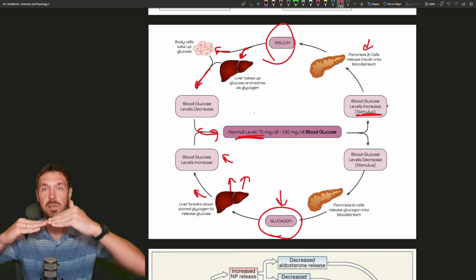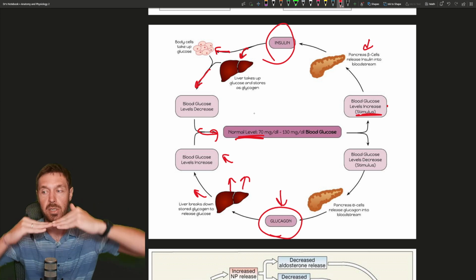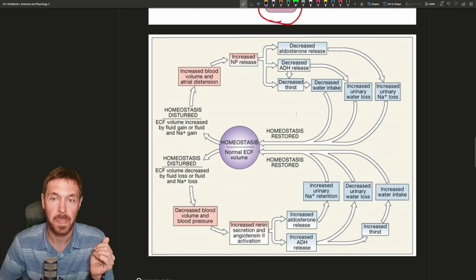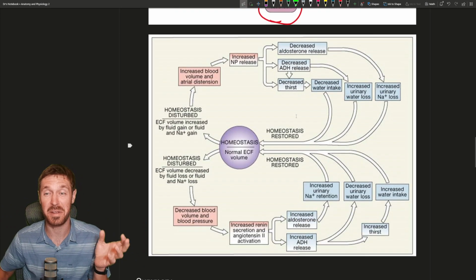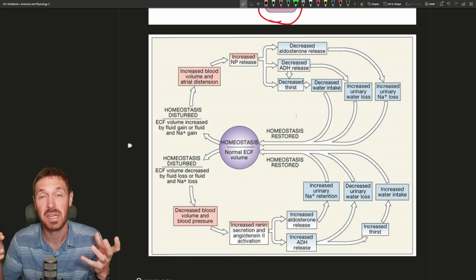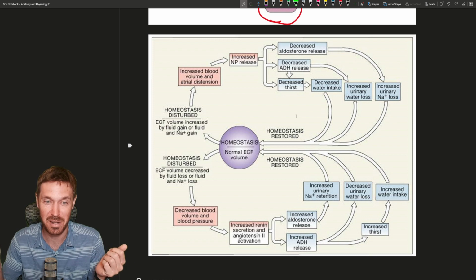So not only do cells go one way, you have insulin for this direction, you have glucagon for that direction. So there's another example. Another example here is blood pressure regulation and electrolyte balance. So your kidneys do a lot here in terms of blood pressure regulation.